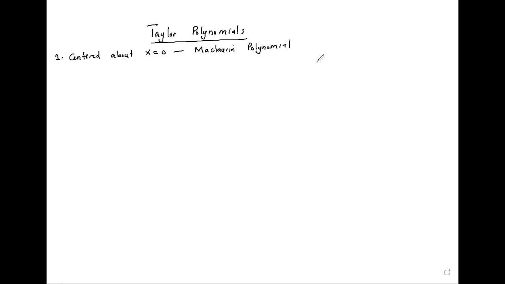And then the second one, centered about x is equal to a. This carries the name Taylor polynomial. That is with the formula P n, where n is the highest derivative.